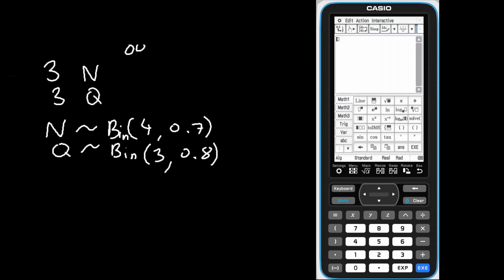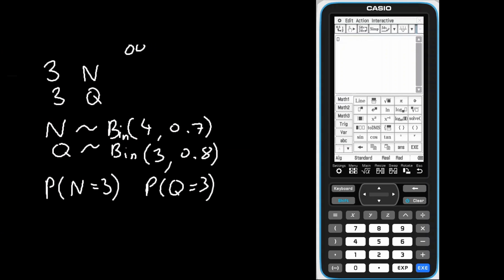So the question is asking us, what's the probability that 3 of the Nextliffy ones will be in use? So the probability that n is equal to 3 and the probability that Q, sorry, is also equal to 3. Okay, because that's what the question is asking us.